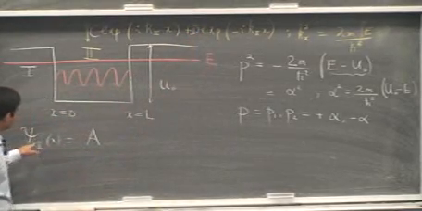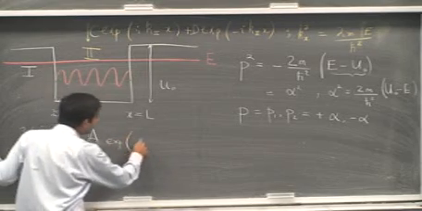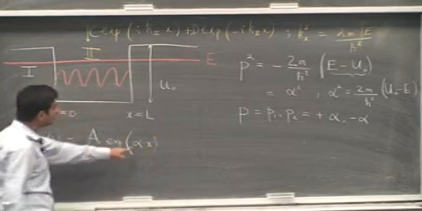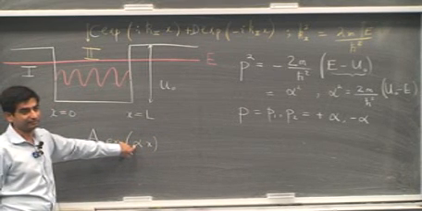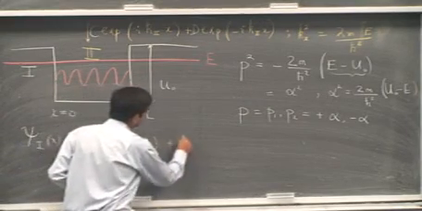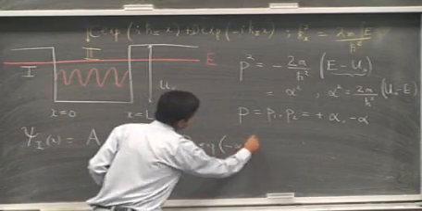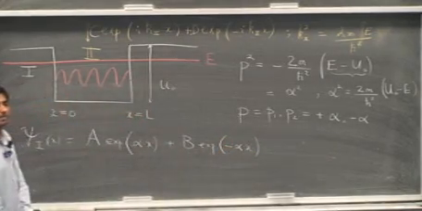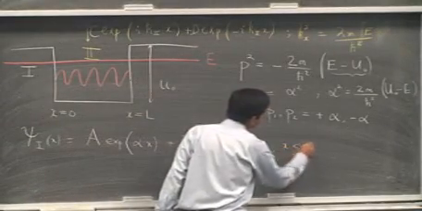Okay, in region 1 we have a exponent alpha x. There is no iota here. Alpha is a real number, plus b exponent minus alpha x. So this is the solution for x smaller than 0.